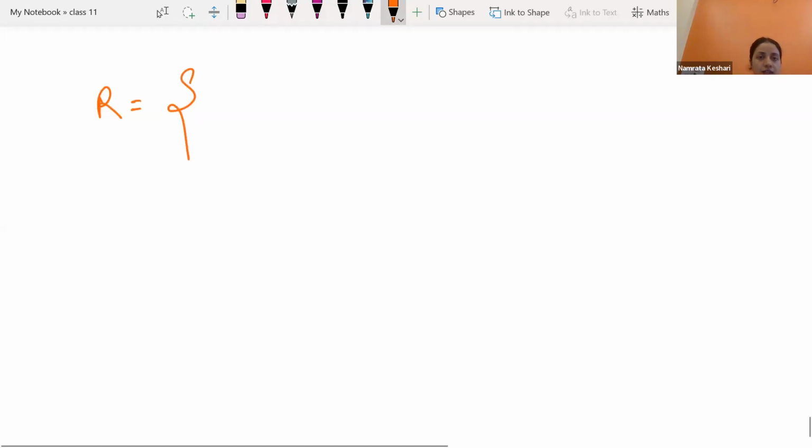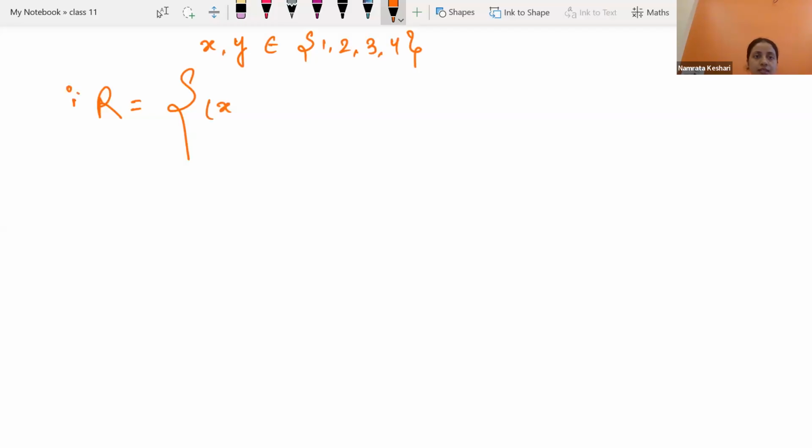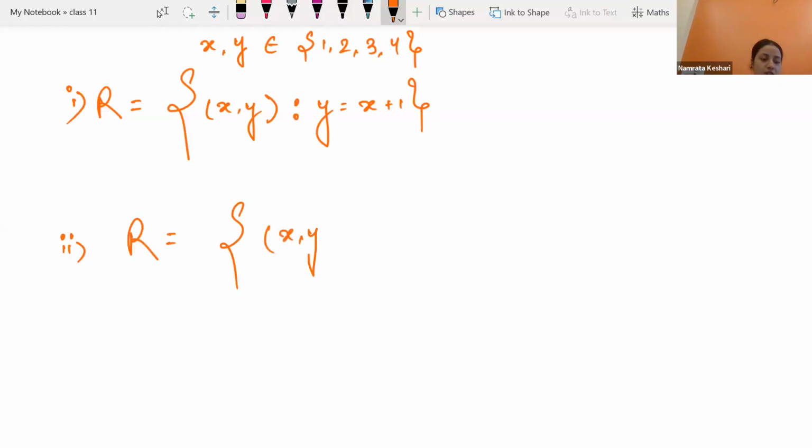We are having the set, x and y can be taken from 1, 2, 3, 4. And relation 1 says the set of all ordered pairs (x, y) such that y is equal to x plus 1, which we did just now. Here the relation is the same, but I think the original set was different. We will be checking whether it's a function or not. Another relation is given like this: set of all ordered pairs (x, y) such that x plus y is bigger than 4.